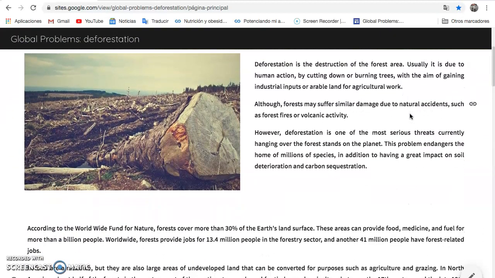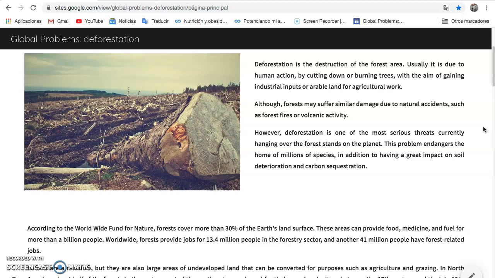What is deforestation? Deforestation has many definitions. However, the one I chose is the following. Deforestation is the destruction of the forest area. Deforestation is generally caused by human action, mainly by cutting or burning trees for economic purposes.